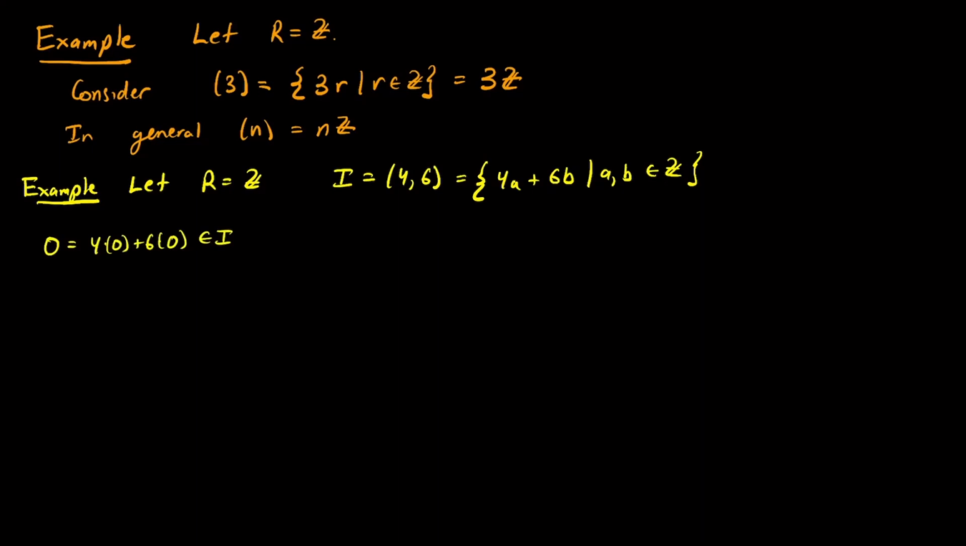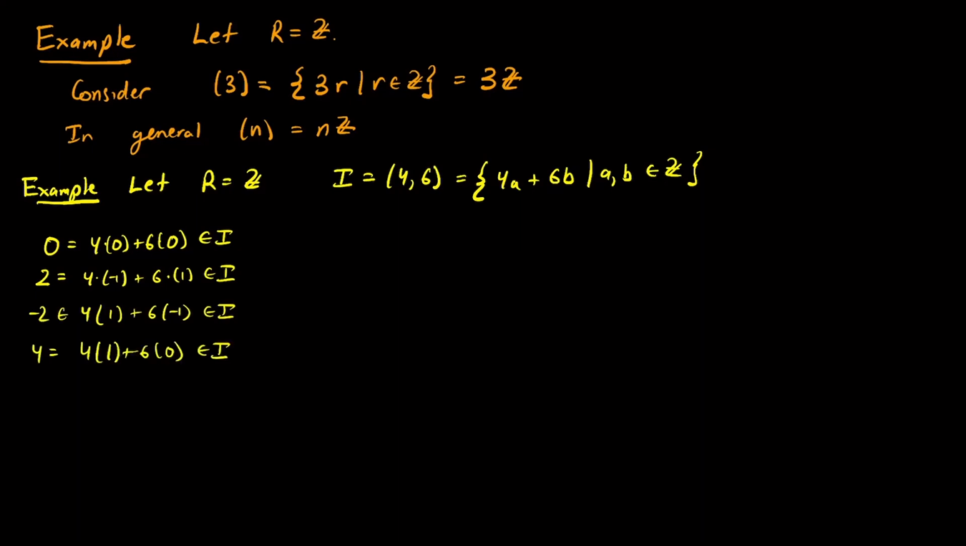So the first thing I might notice is that 0 is inside of I because 0 is 4 times 0 plus 6 times 0. I might notice that 2 is an element of I because 2 is 4 times -1 plus 6 times 1. I'll notice that -2 is inside of I because -2 is 4 times 1 plus 6 times -1. I'll notice that 4 is in the set because I could write 4 as 4 times 1 plus 6 times 0. Similarly, -4 is in the set because -4 is 4 times -1 plus 6 times 0. I'll notice that 6 is in there.